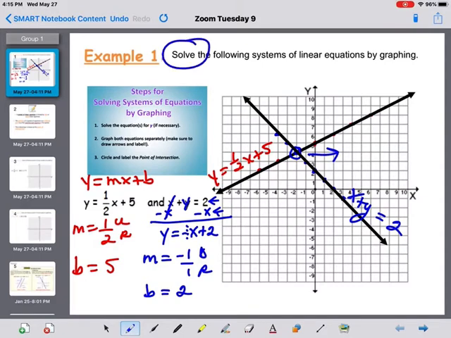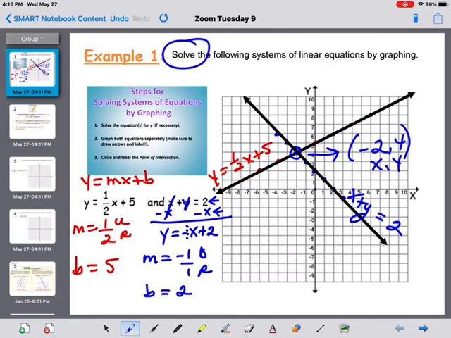That's the whole point. If you notice the very first thing it says at the top, it says solve the following system of linear equations by graphing. So the whole point of this is to find the solution, and the solution is that point of intersection. So negative 2, 4 would be the x and y value for that ordered pair.